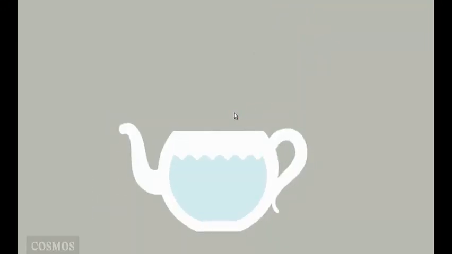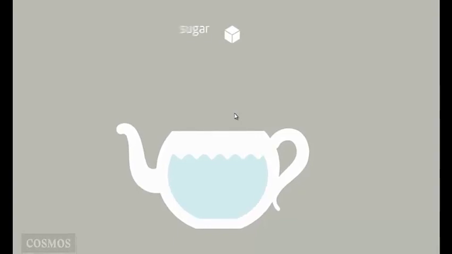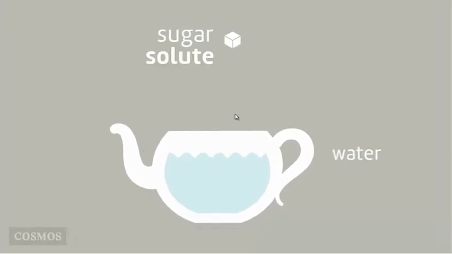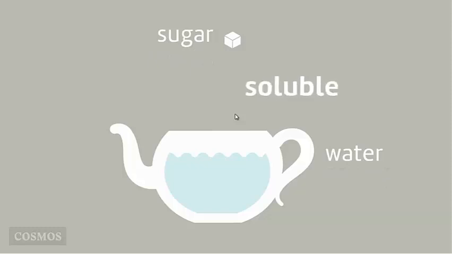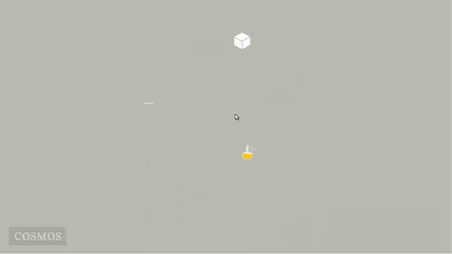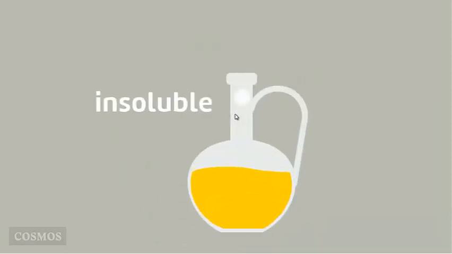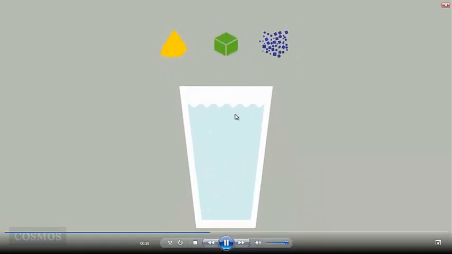For example, when you dissolve sugar in water, sugar is the solute and water is the solvent. We can also say that sugar is soluble in water because it dissolves easily. But sugar is insoluble in other liquids, such as oil. Water is a good solvent because it can dissolve a large variety of substances.